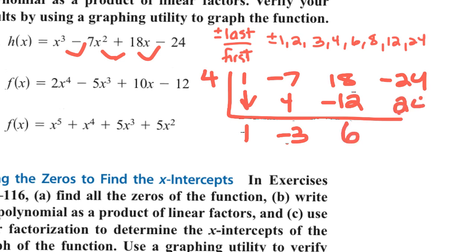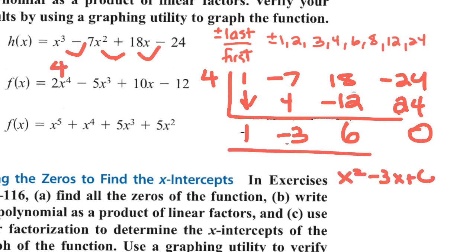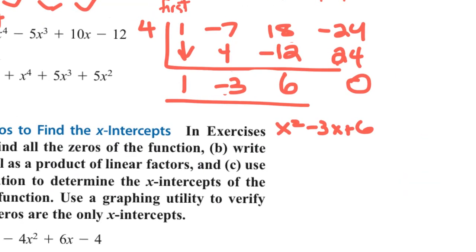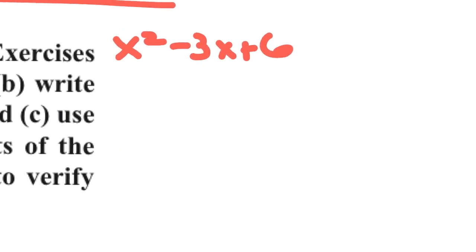And that's the first one that works, right? So 4 is one of my roots. And then I want to take this, x squared minus 3x plus 6, and see if I can factor it. There's no factors of 6 that sum to -3, right? It'd be 1 and 6 and 2 and 3.